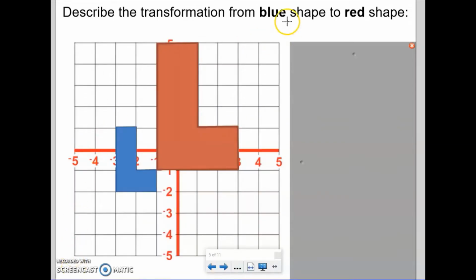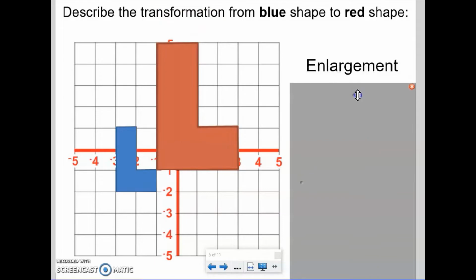This time we are still going from the blue shape to the red shape, but this time it's quite obviously an enlargement. Our image, our red shape, is bigger than the blue shape that we started with. So if we're wanting to describe this transformation, first of all, I'm going to state that it is an enlargement. Then I also need to find out the scale factor and the center of enlargement.